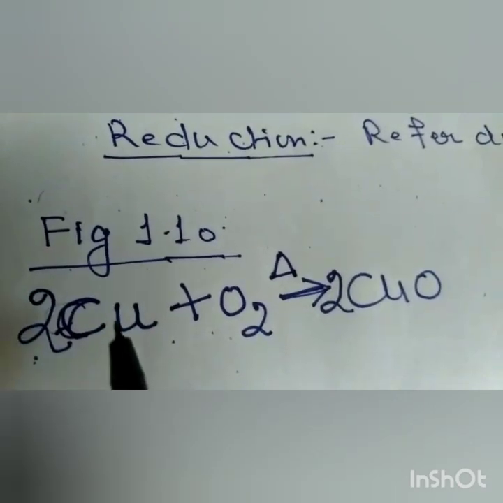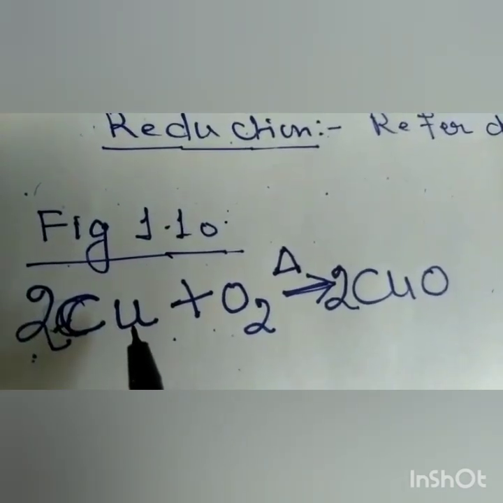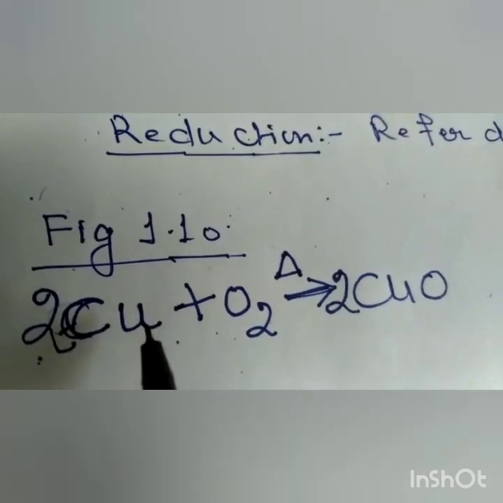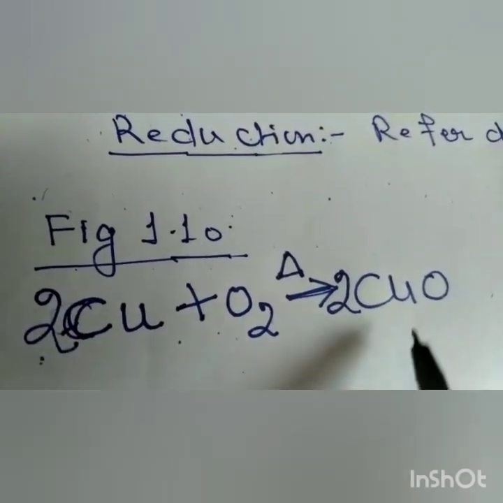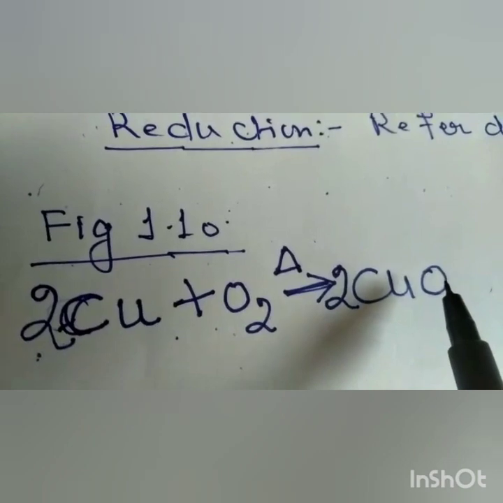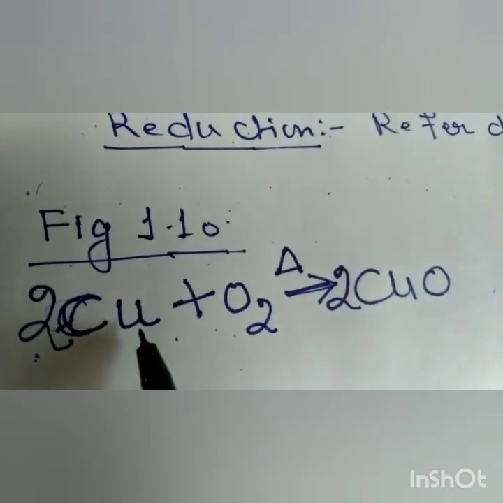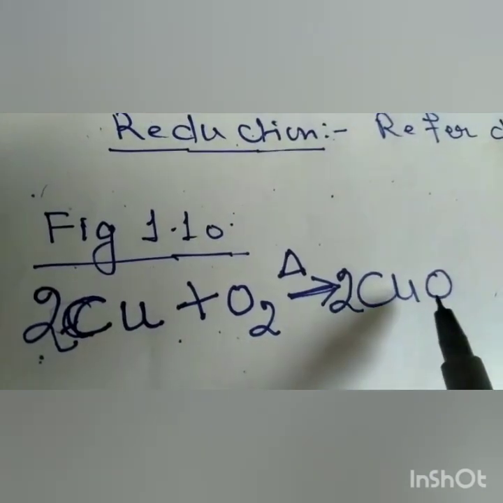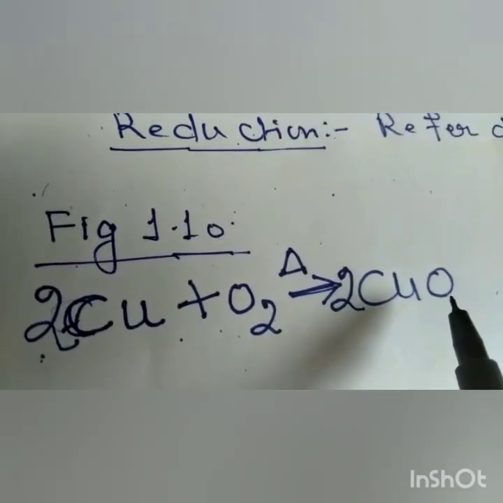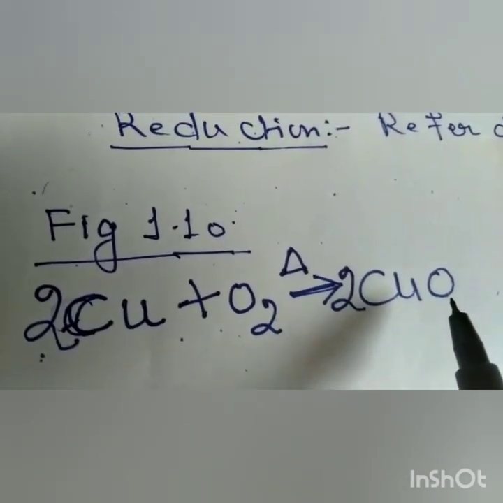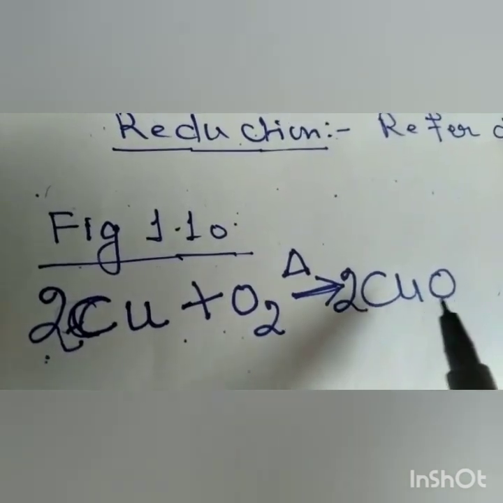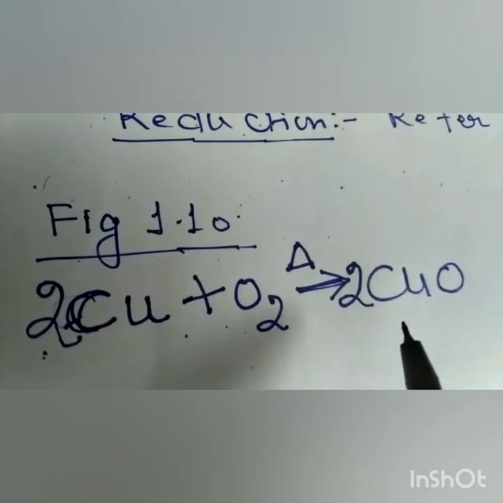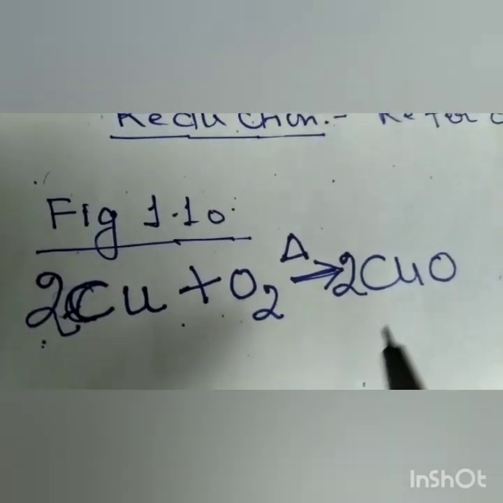Now what has happened here? This is copper. What is oxidation? Addition of oxygen. Now this copper is changed into copper oxide. That means oxygen is added to copper. So I can say the copper is oxidized to copper oxide, or I can say that oxidation has taken place. I hope all of you have understood. If you have any doubt, please use your microphone now to clear your doubts.